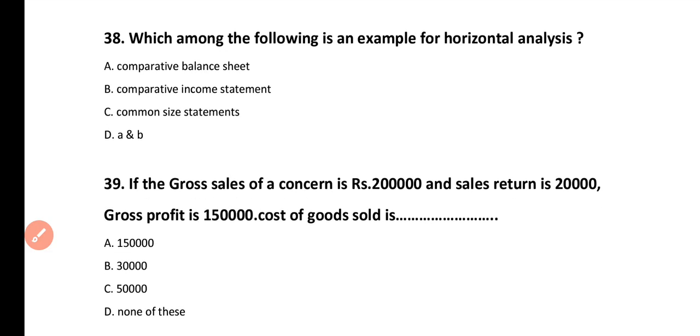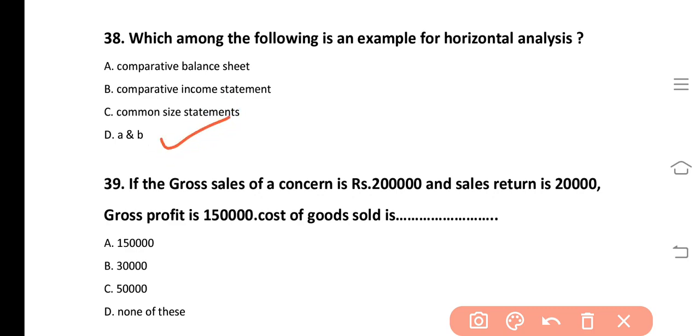MCQ number 38. Which among the following is an example of horizontal analysis? Comparative balance sheet, comparative income statement, common size statements, A and B. So the correct option is option D. Comparative balance sheet and comparative income statement are examples of horizontal analysis.